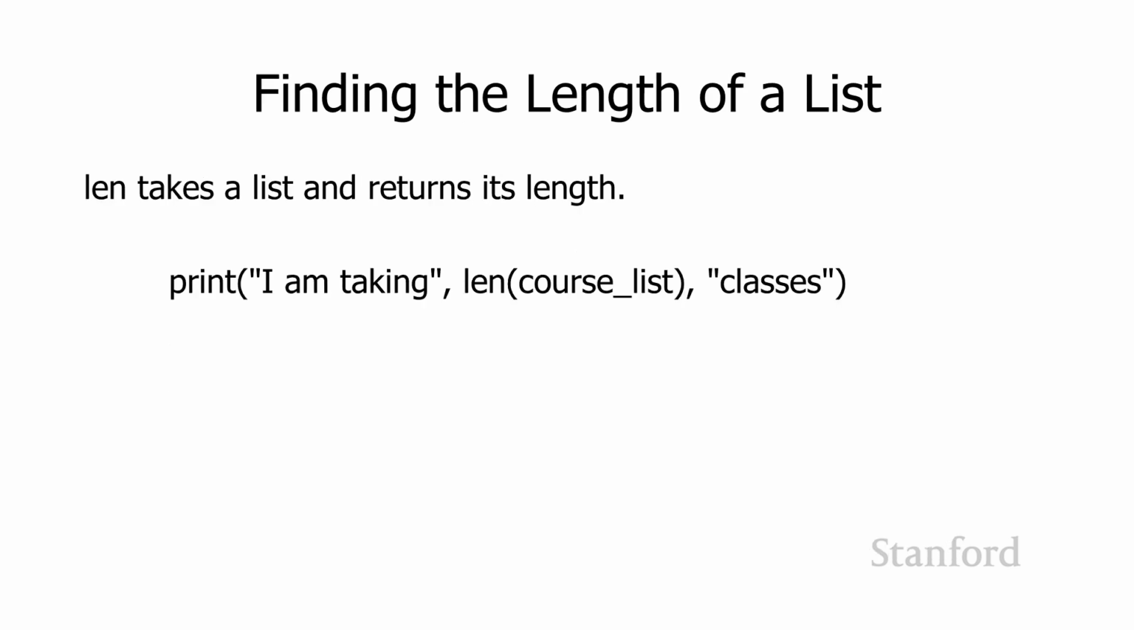Now, sometimes you're going to want to know how long the list is. And so you can determine how long the list is by taking the length. So I'm going to take len, short for length, and I'm going to have a pair of parentheses, and I'm going to pass in the list, pass in a variable that's storing a list, and it will return a number. So in this particular case, since my list had 3 courses in it, this will print, I am taking 3 classes.